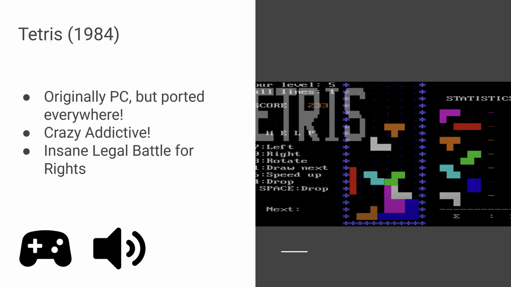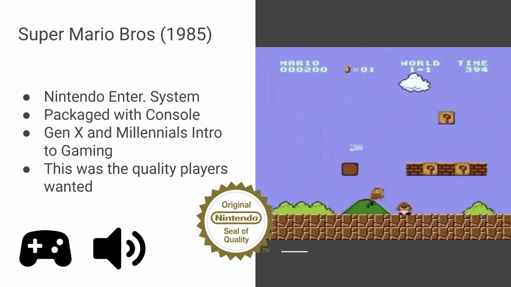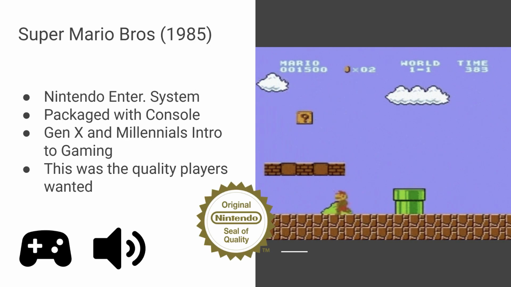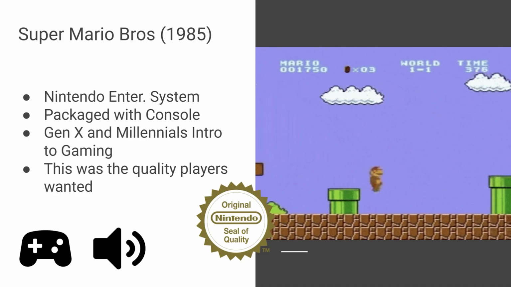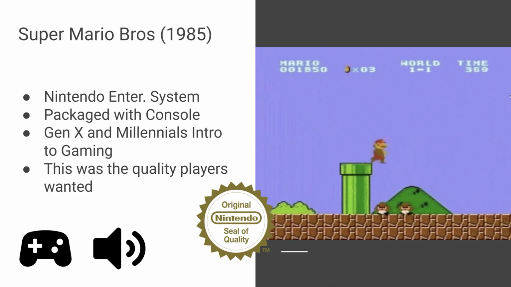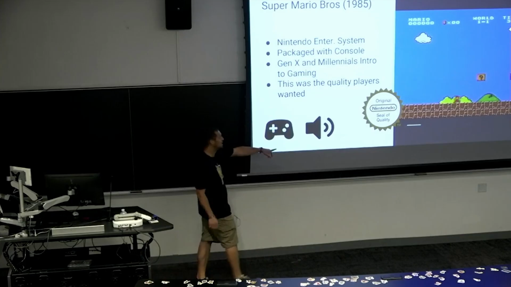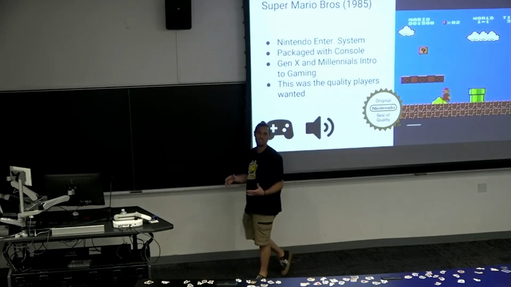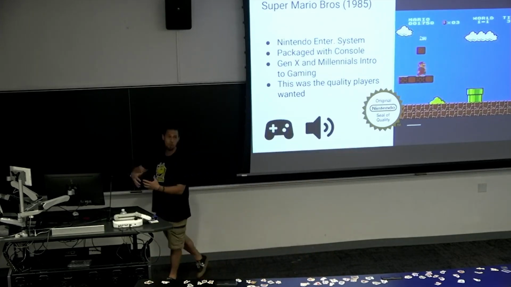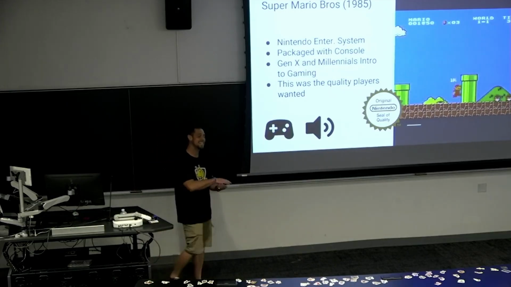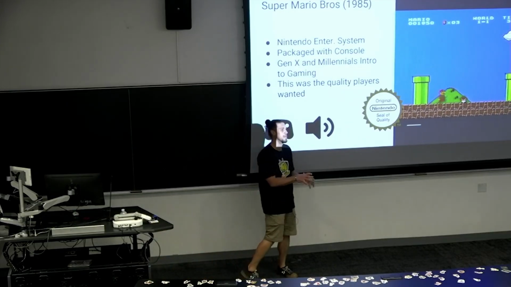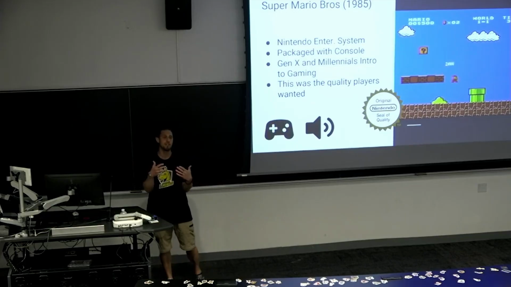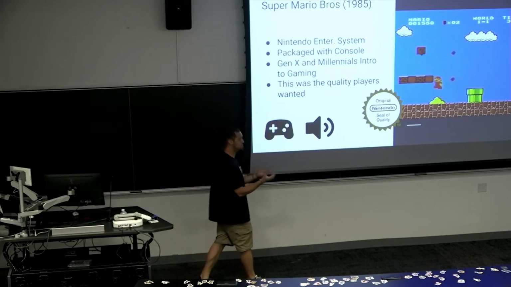But highly addictive game. And then we get to Super Mario Brothers. One of the things I love here is this Nintendo seal of quality. We talked about Nintendo saving the industry. That Nintendo seal of quality, in my opinion, is the reason why. That seal of quality showed, or their goal was to show consumers, hey, we as Nintendo have approved this game. It is of a quality standard that we say is fit for consumers. And that built trust back.